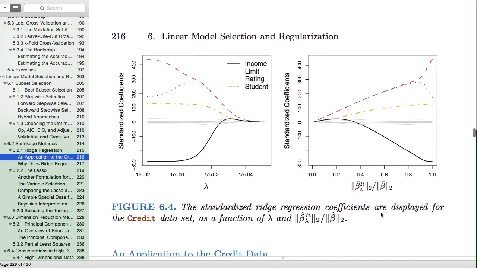And here's an example of increasing lambda and the effect that it has on the coefficients for the credit data set. See, it's shrinking the coefficients. As lambda gets larger, the coefficients get smaller for the most part.